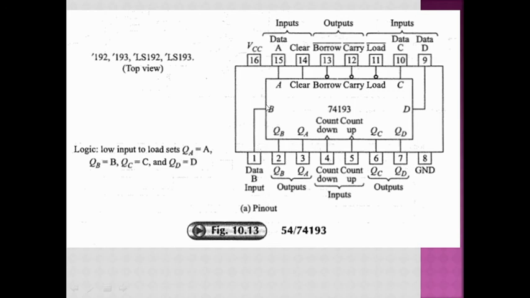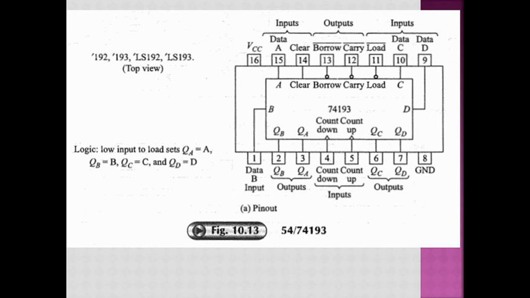Now, here there are certain pins for the data inputs. Pin number 1 is data input B. Then pins number 9 and 10 are data inputs C and D. Pin number 15 is data input A. What is this data input? Actually, this is a very important application of this IC. You can preset this IC. That means if you want to start the counter from any desired count, accordingly you have to give the data at these data inputs A, B, C, D.